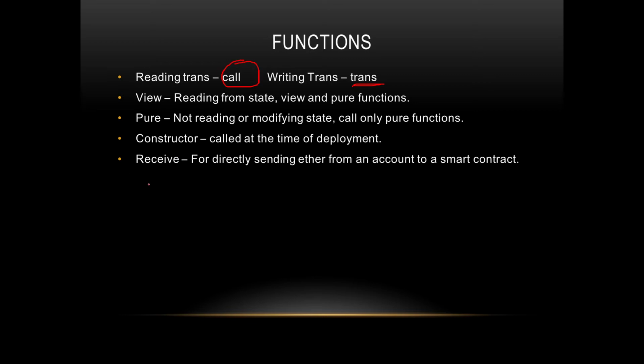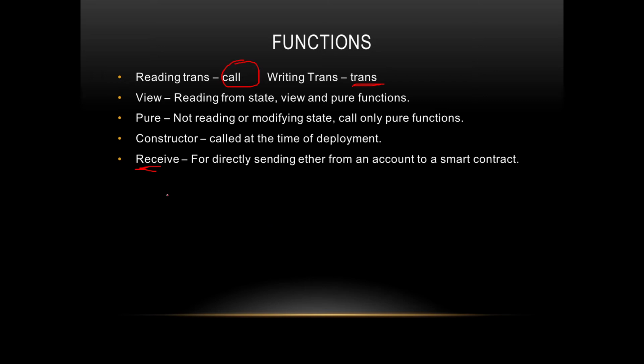The receive function. The receive function is basically the fallback function, which was used before in Solidity versions 0.5 and earlier, but now we are in version 0.6 and we have receive. Receive is basically the fallback function. It is used for directly sending ether from an account to a smart contract. You will get to know this once we start coding. What this does is take any amount which is given to the smart contract and keep it in the address of the smart contract.